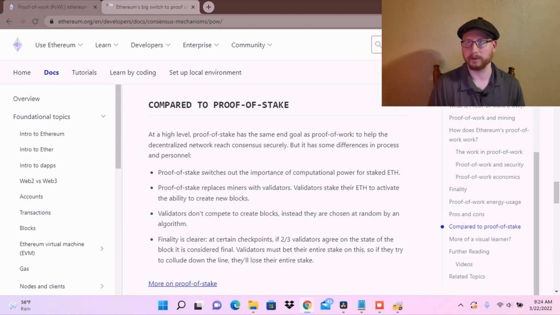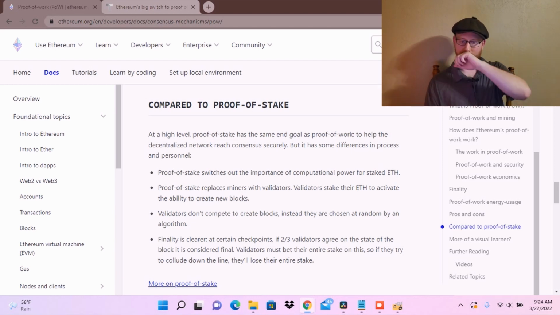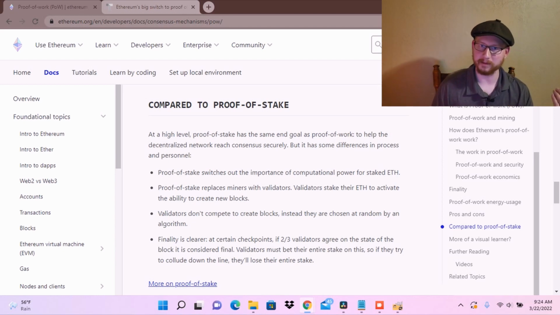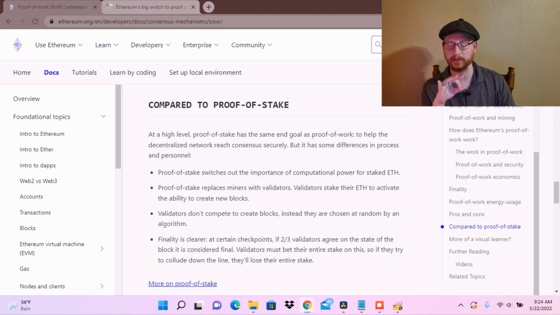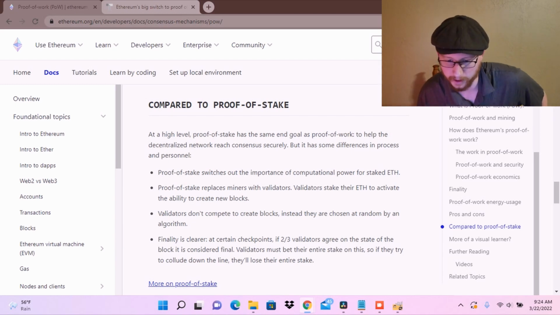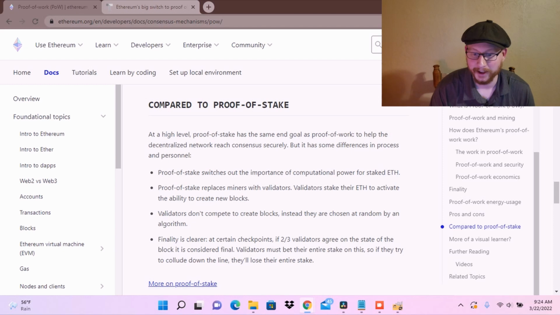Like I said, basically they put up about 32 Ethereum, which was about $100,000 last time I checked. It's pretty expensive. I think there's something they have now where you can go in with someone else, so you don't have to have $100,000. It might be easier in other neighborhoods, but where I'm at, that's quite a bit. Besides the point, validators don't compete to create blocks. Instead, they are chosen randomly by the algorithm.